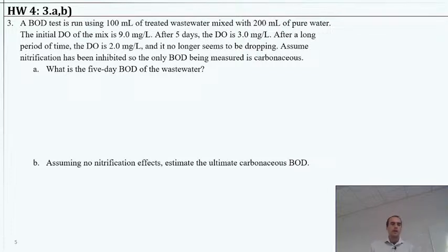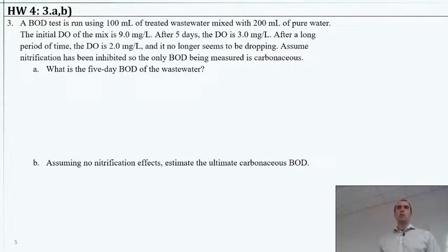Okay, next up we have a BOD test using 100 milliliters of treated wastewater mixed with 200 milliliters of pure water. The initial DO is 9 milligrams per liter. After 5 days, it is now 3 milligrams per liter. After a long period of time, the DO is 2 milligrams per liter, and it no longer seems to be dropping. And we assume that nitrification has been inhibited, so it's only carbonaceous. That's just in case that was relevant in some way.